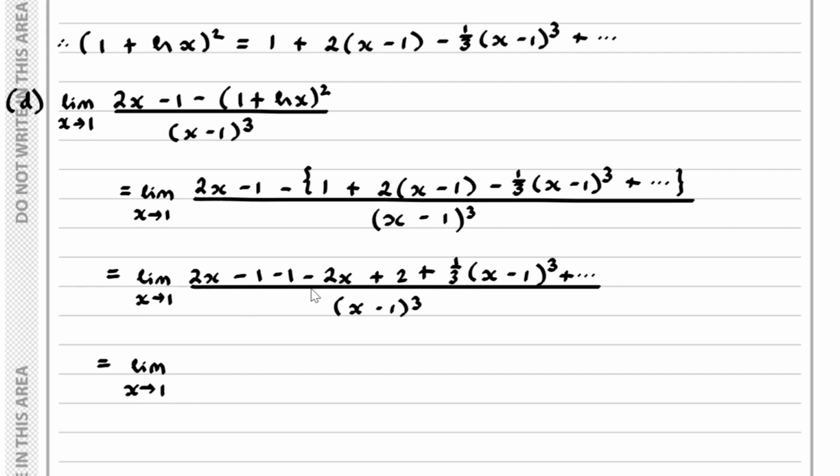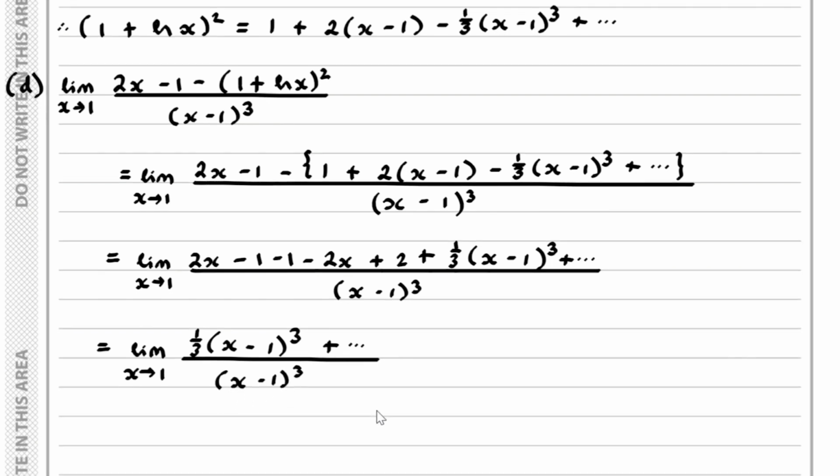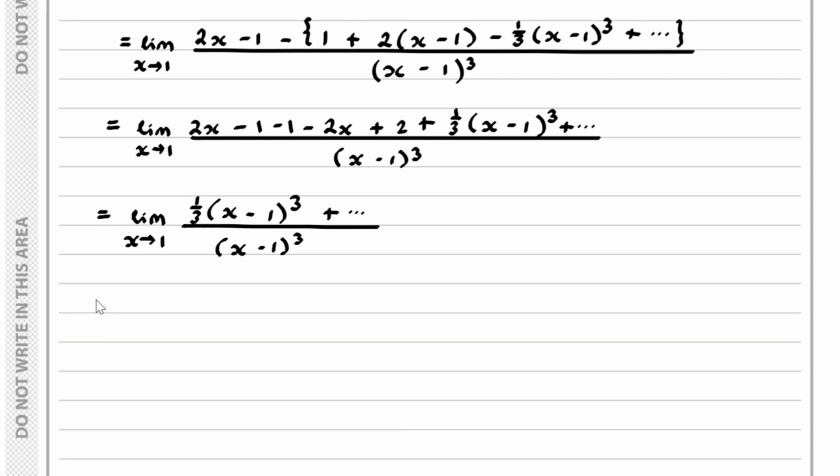And here 2x minus 2x is 0, minus 1 minus under 1 plus 2 is 0. So we've got 1/3 lots of (x minus 1) all cubed plus higher order terms, divided by (x minus 1) all cubed. So we've got the limit of x tends towards 1, and here we have 1/3 plus higher order terms.